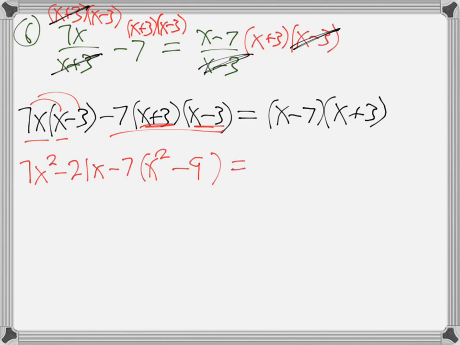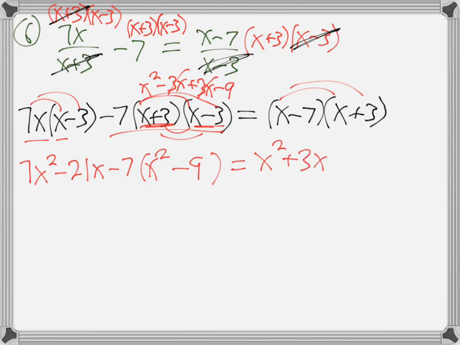Equals, right? You know what I mean? Is that too shortcut? If you foiled this all the way out, you'd get x squared minus 3x, and boom, boom, plus 3x minus 9, and then these guys would cancel, and it would just be x squared minus 9. On the right side, we just got to foil it. x squared plus 3x, boom, boom, minus 7x minus 21.